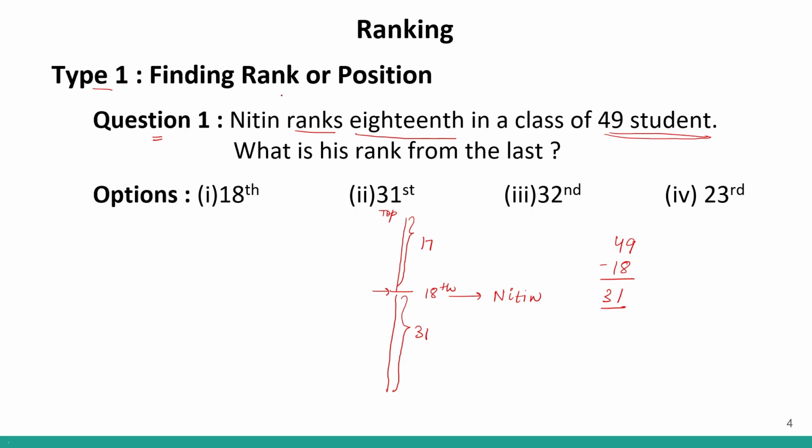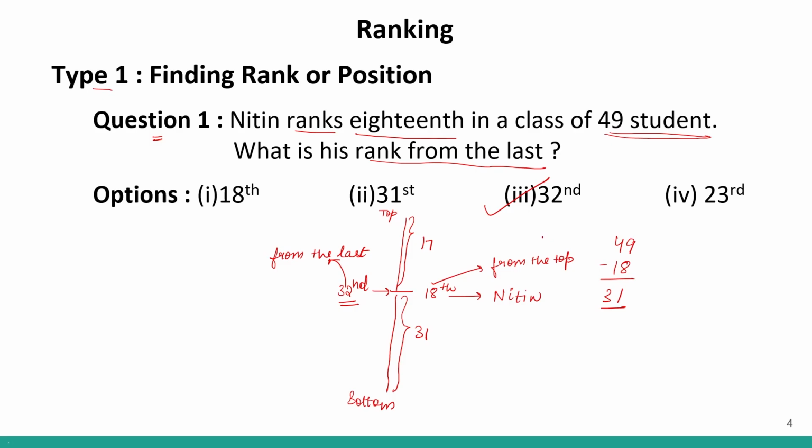Now, what does the question ask? The question says, what is his rank from the last? So we have to identify his rank from the last. So over here, from the bottom, Nitin is basically after 31 students. So after 31 students, that means from the bottom, his rank will be 32nd. So 18th rank was from the top and 32nd rank will be from the last or from the bottom. Clear? So my answer will be option number 3, 32nd.